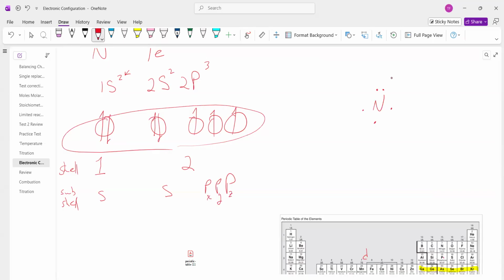So there it is. There's the pair. 3 singletons. 1, 2, 3. So the Lewis dot structures align with the electronic configuration.